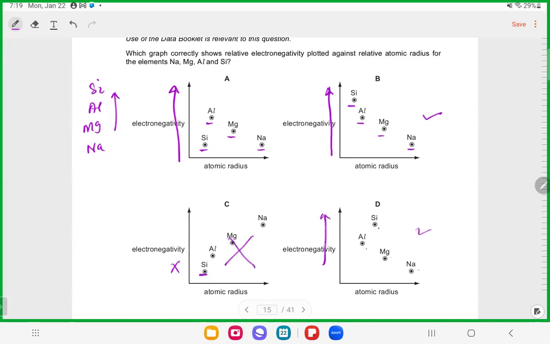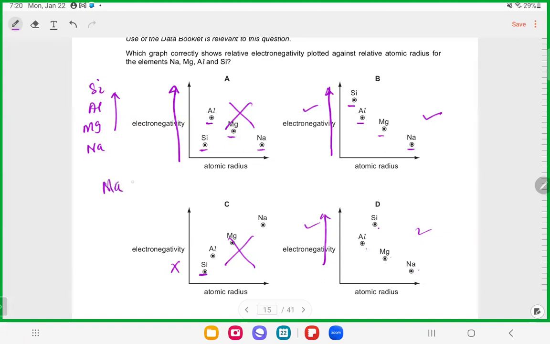So these are the two options that we are not thinking about because the y-axis value is wrong. Now, out of B and D, there is one option which is right in terms of atomic radius. Now, atomic radius down the group decreases, कम होता है. यानी left to right atomic radius decreases.